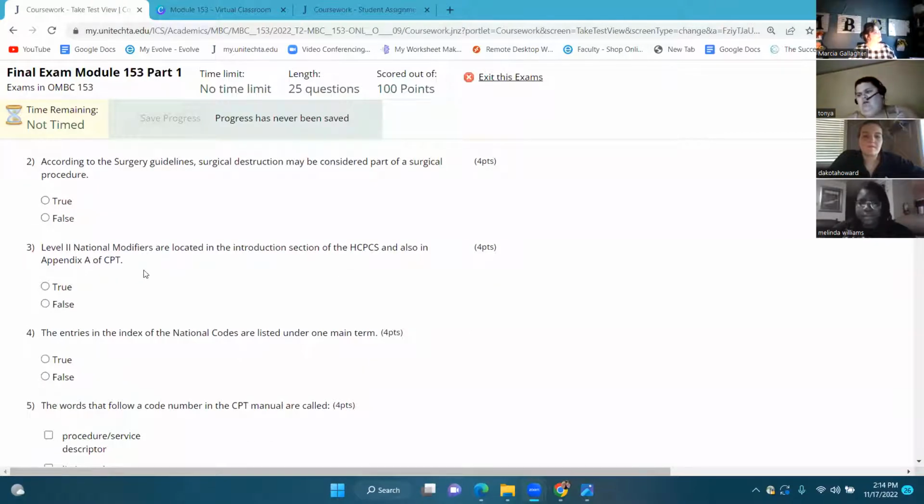Level 2 national modifiers are located in the introduction section of the HCPCS and also in Appendix A of the CPT. Where are your modifiers found in the CPT, besides the back of the front cover? In Appendix A. So is that true or false?